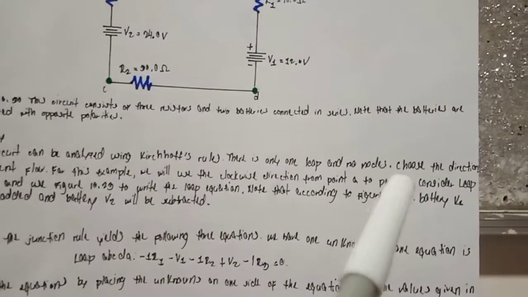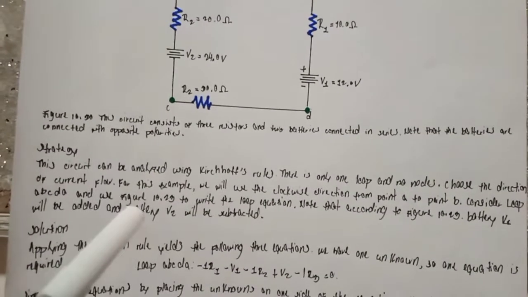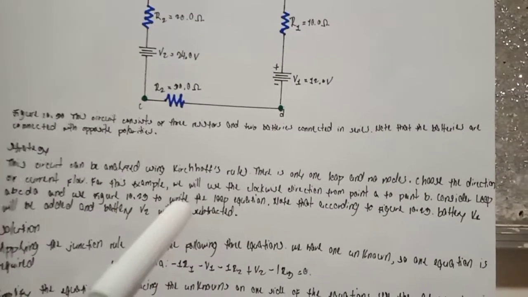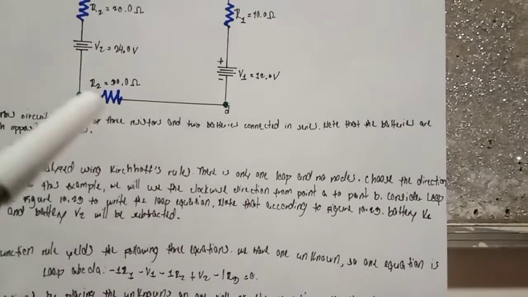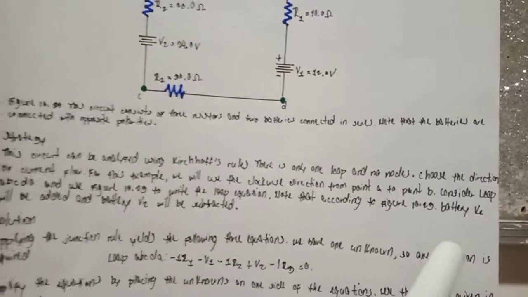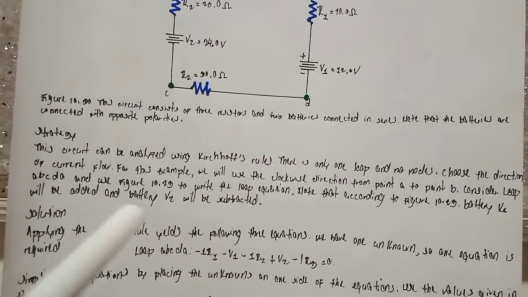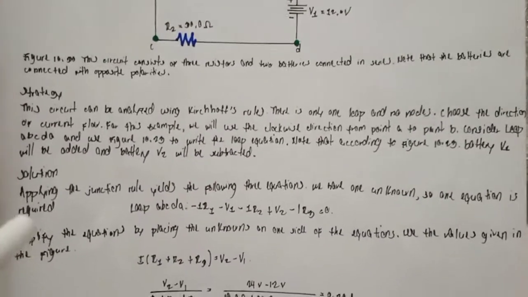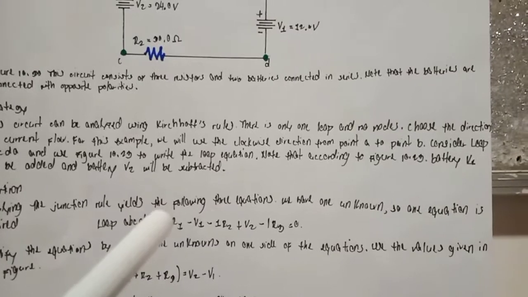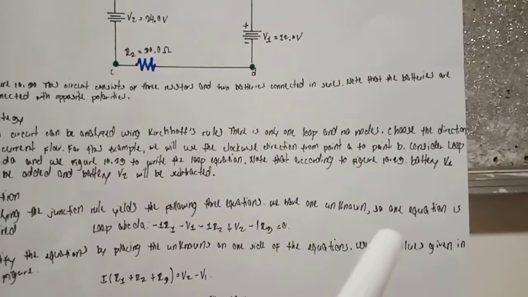Consider loop A, B, C, D, A and use figure 10.23 to write the loop equation. Note that according to figure 10.23, battery V sub 1 will be added, and battery V sub 2 will be subtracted. Solution: applying the junction rule yields the following equation. We have one unknown, so one equation is required.